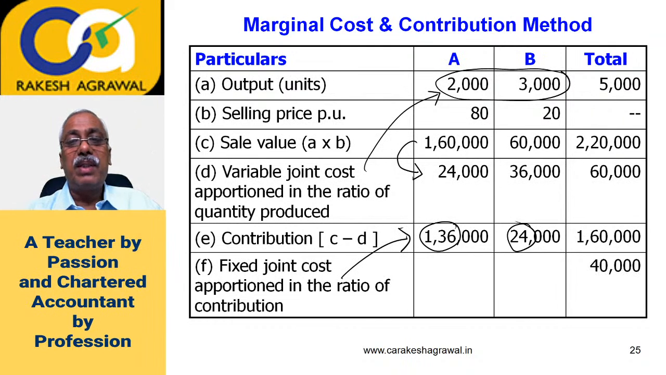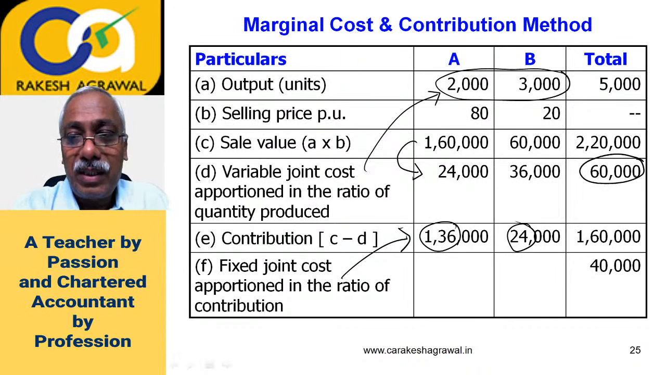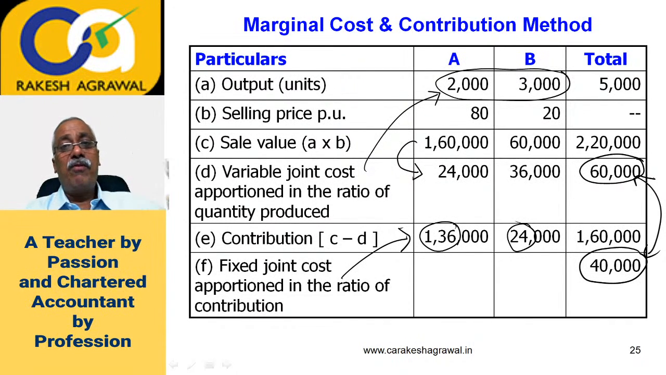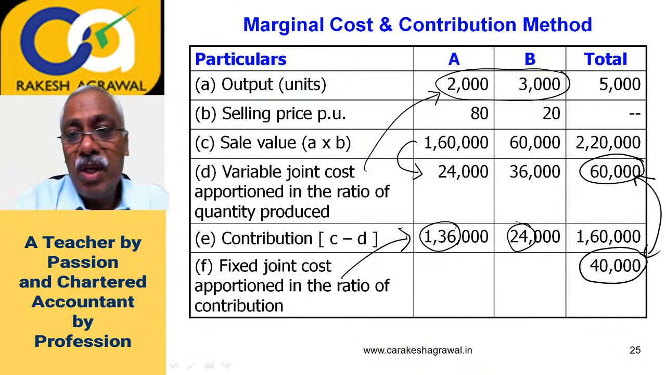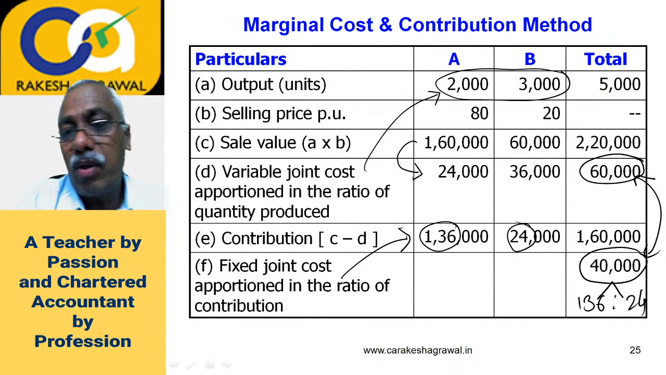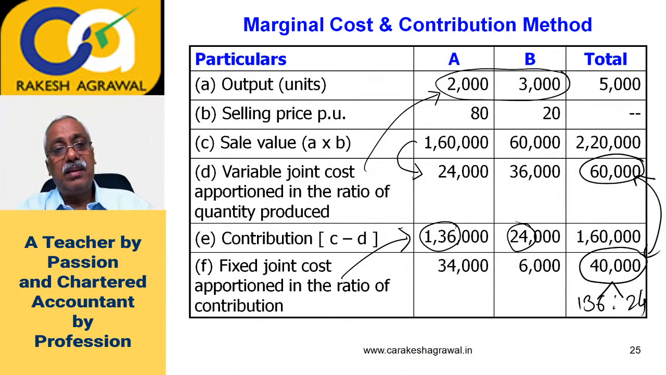I am assuming fixed joint cost as 40,000. If you remember, our total joint cost was 1 lakh. That is 1 lakh is these two together. But it is possible that 1 lakh can be split in two parts, 60,000 variable joint cost and 40,000 fixed joint cost. First we apportioned 60,000 variable joint cost. Now we are apportioning 40,000 fixed joint cost. But this joint cost is apportioned in the ratio of contribution, that is 136:24. So distribute this cost in the ratio 136:24 on your calculator, and you will get it as 34,000 and 6,000.